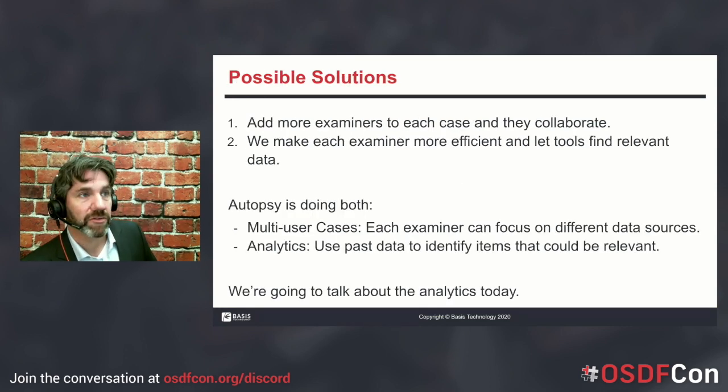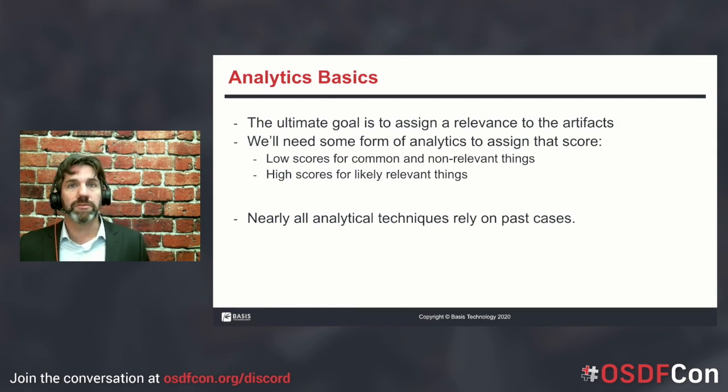So, analytics basics. The ultimate goal of all of this, at least in our minds, for how to make examiners more efficient is to assign a relevance score to the files and the artifacts that you have to look at as part of your examination. So we need some kind of analytics to assign that score. A low score for the things that are common and not relevant, and a high score for things that are likely relevant. There's a bunch of research that needs to be done on how we do these things, and there'll be a variety of techniques depending on what you have.